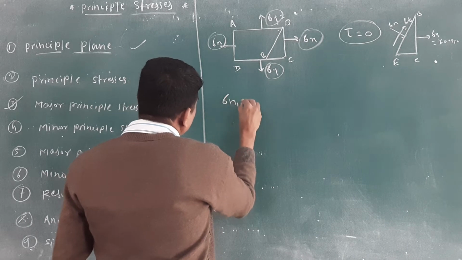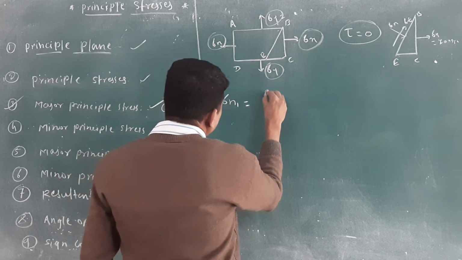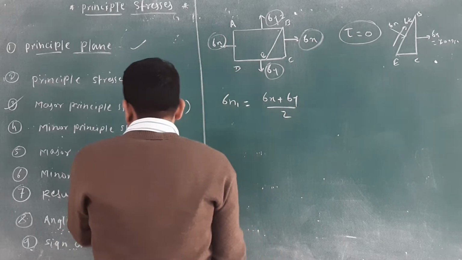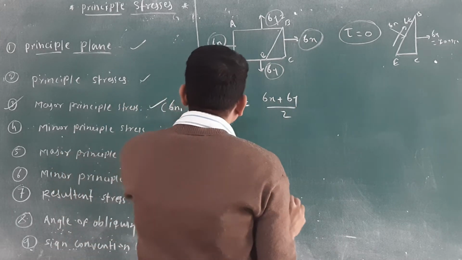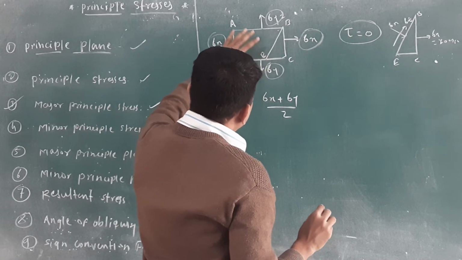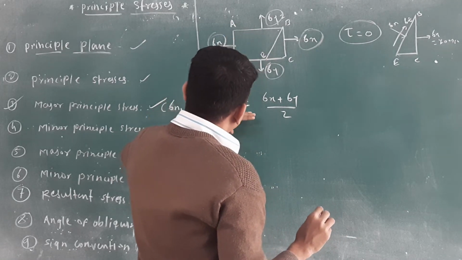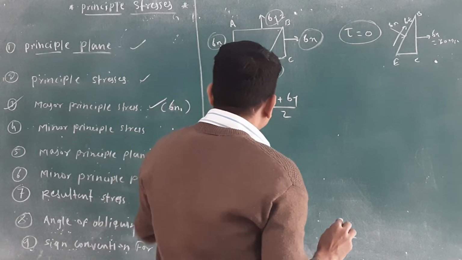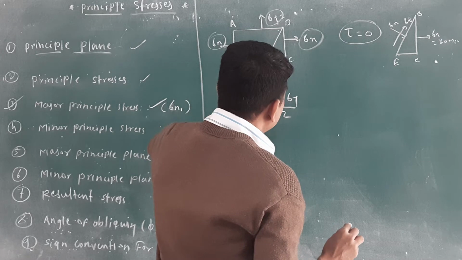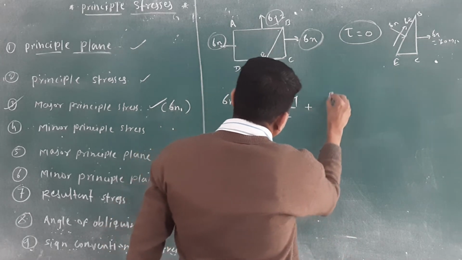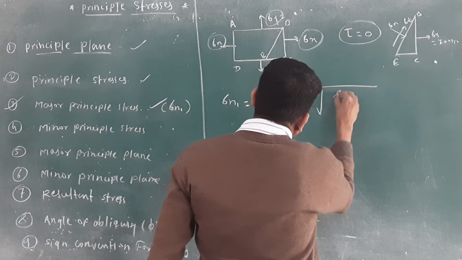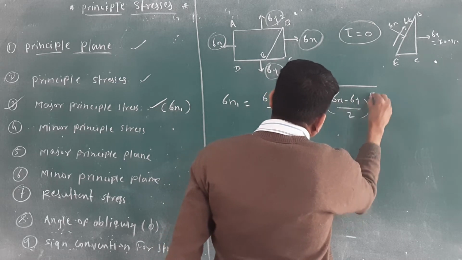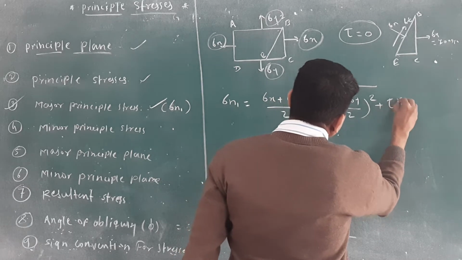This value, sigma n1, is equal to sigma x plus sigma y divided by 2. You have to use trigonometry and solve this derivation. Then you will get the major as well as the minor principal stress: sigma x plus sigma y divided by 2, plus the root of (sigma x minus sigma y divided by 2) whole square, plus tau square.